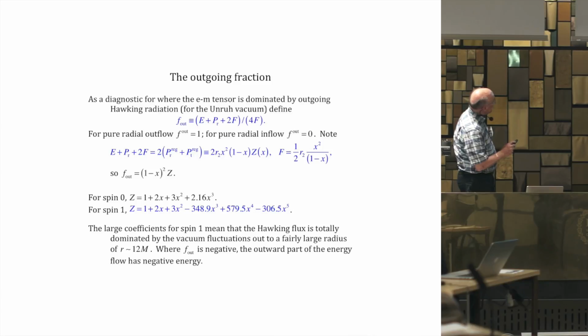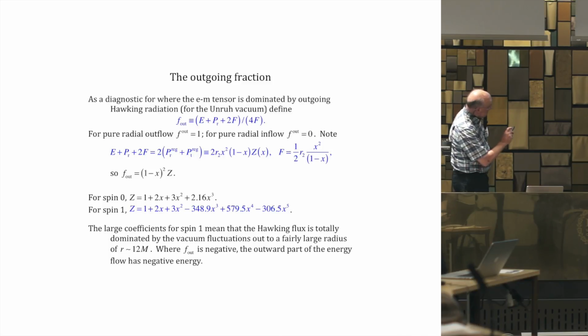Now, if we have purely ingoing radiation, then the energy density and pressure split sign for the same energy flux, and so this vanishes. So to the extent that it's reasonable to look for pure radial flows, then this tells you how much of the radial flow is outward positive energy, how much is inward negative energy.